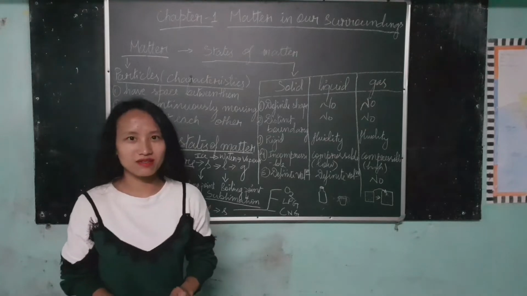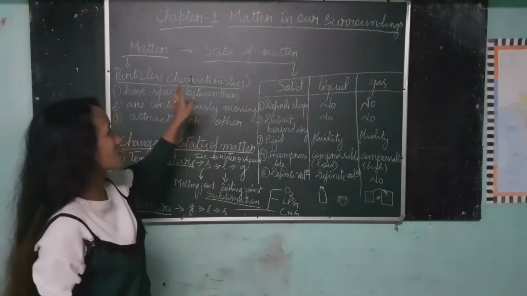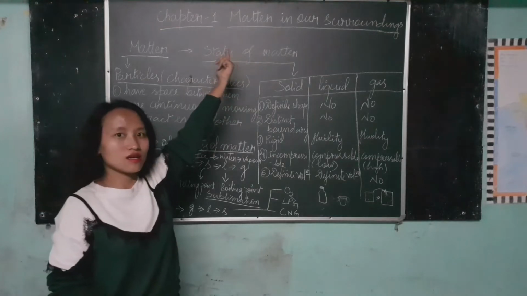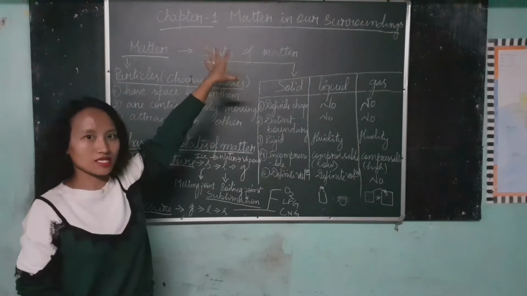Hello everyone, today I will be teaching you class 9 chapter 1, matter in our surroundings. Here the first word is matter. Let's see what is a matter.